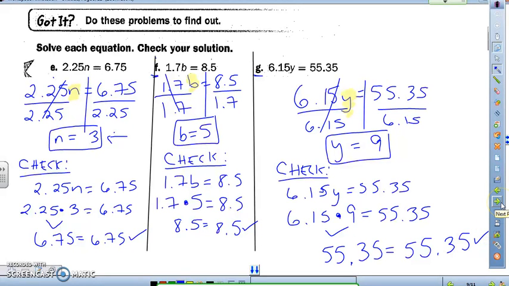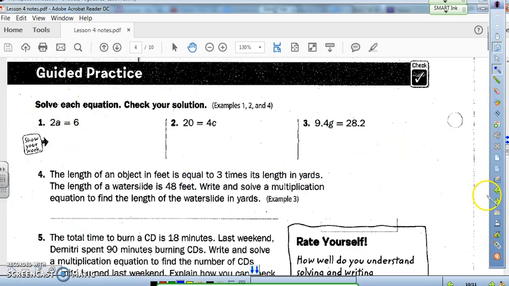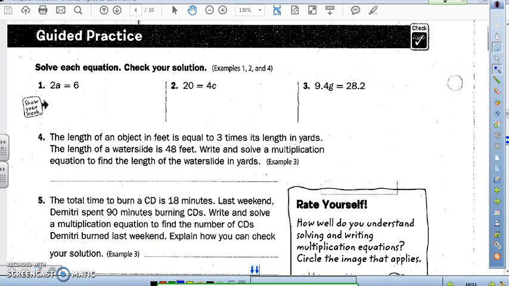Okay, when you're ready, turn your page. And you are going to be doing the guided practice on your own. I would like you to do numbers 1, 2, and 3 on your own. So pause the video here. When you're ready, push play, and then I will be going over them.